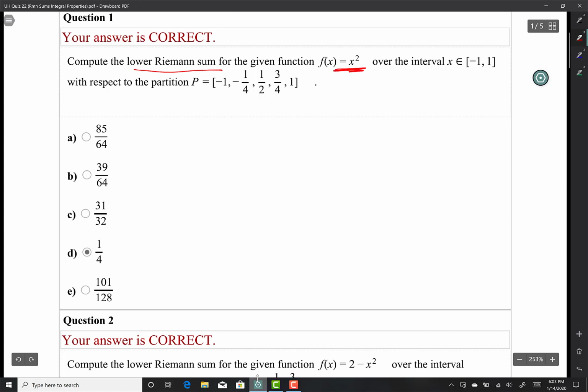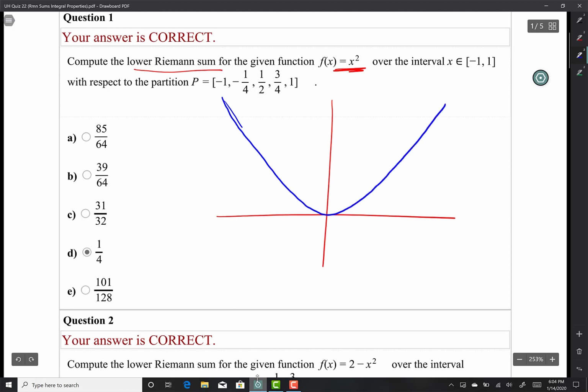So I'm going to draw this graph, x squared, and I'm going to exaggerate it. Here's x squared. And here's -1, and here's 1. So lower Riemann sum between -1 and -1/4. The lowest point happens at -1/4. So there's my first rectangle.